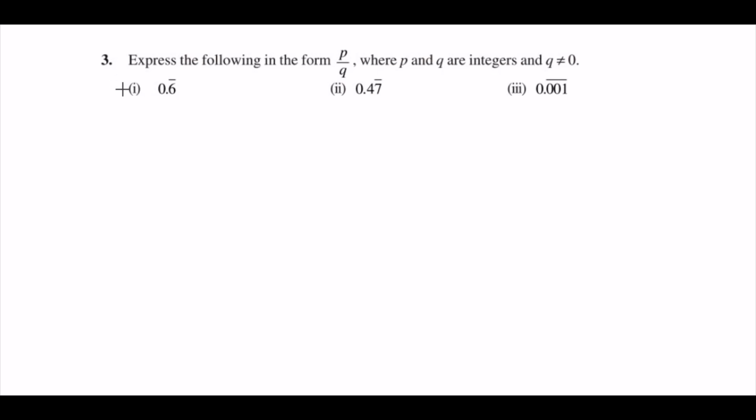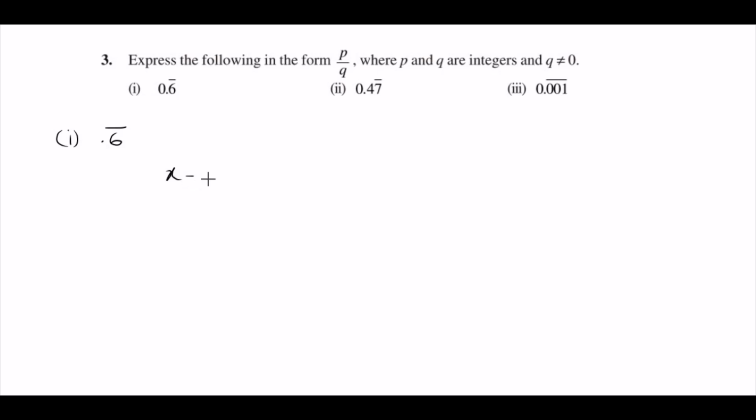The third question is, express the following in the form P by Q, where P and Q are integers and Q not equal to 0. So here the decimal expansions are given and you have to express these decimal expansions as rational numbers. You can see all these are non-terminating and repeating decimal expansions. So you have to convert these non-terminating and repeating decimal expansions to rational numbers. That is in the P by Q form. So the first non-terminating and repeating decimal expansion is 0.6 bar. You have to represent this in the P by Q form.